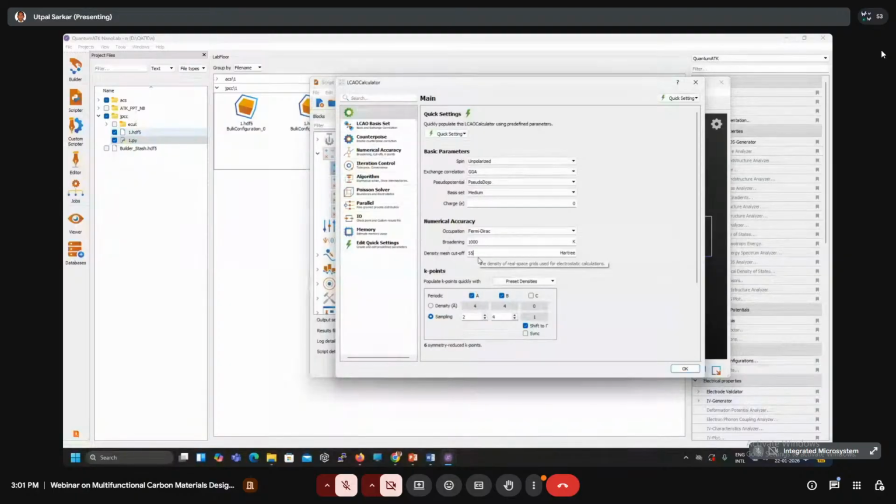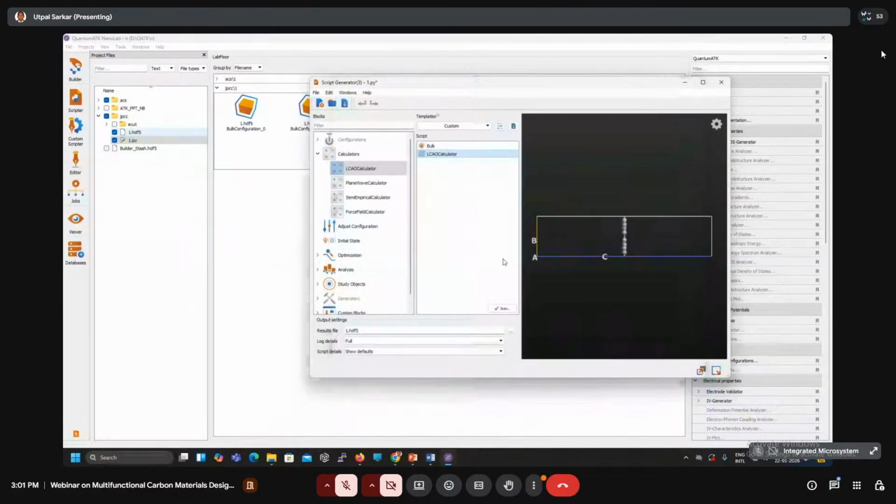You have to gradually increase the value of the density mesh cutoff. First of all, you can see this is 55, which is the default value. You need to increase the value in steps of 5, or by 10, from 60 to 70, then 80. It is up to you. I am taking 80 here.